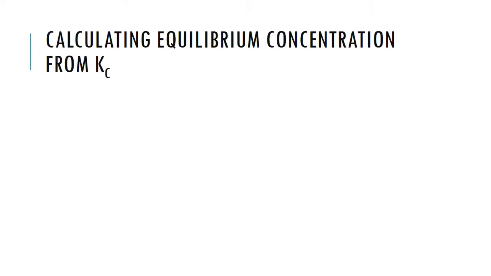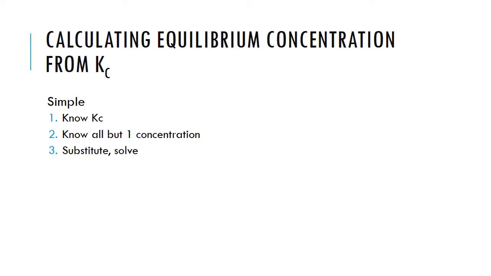So now calculating equilibrium concentration from the Kc. So this means we know Kc, but we're not going to know one of the equilibrium concentrations for one of our products or reactants. So there's 2 steps. I know. There's simple and then there's complex. So simple. If you know your Kc and you know all but one concentration, substitute and solve for that unknown. Simple, right?